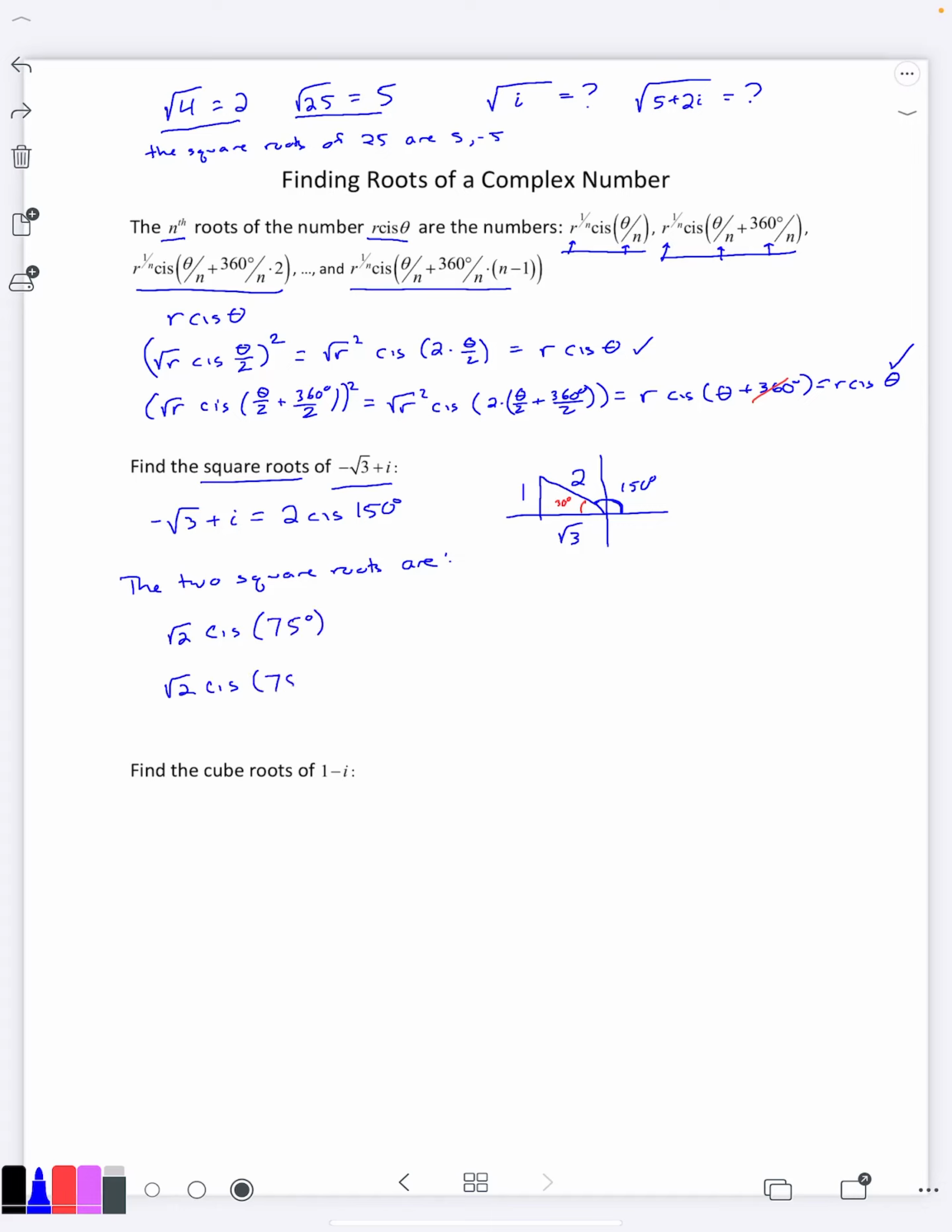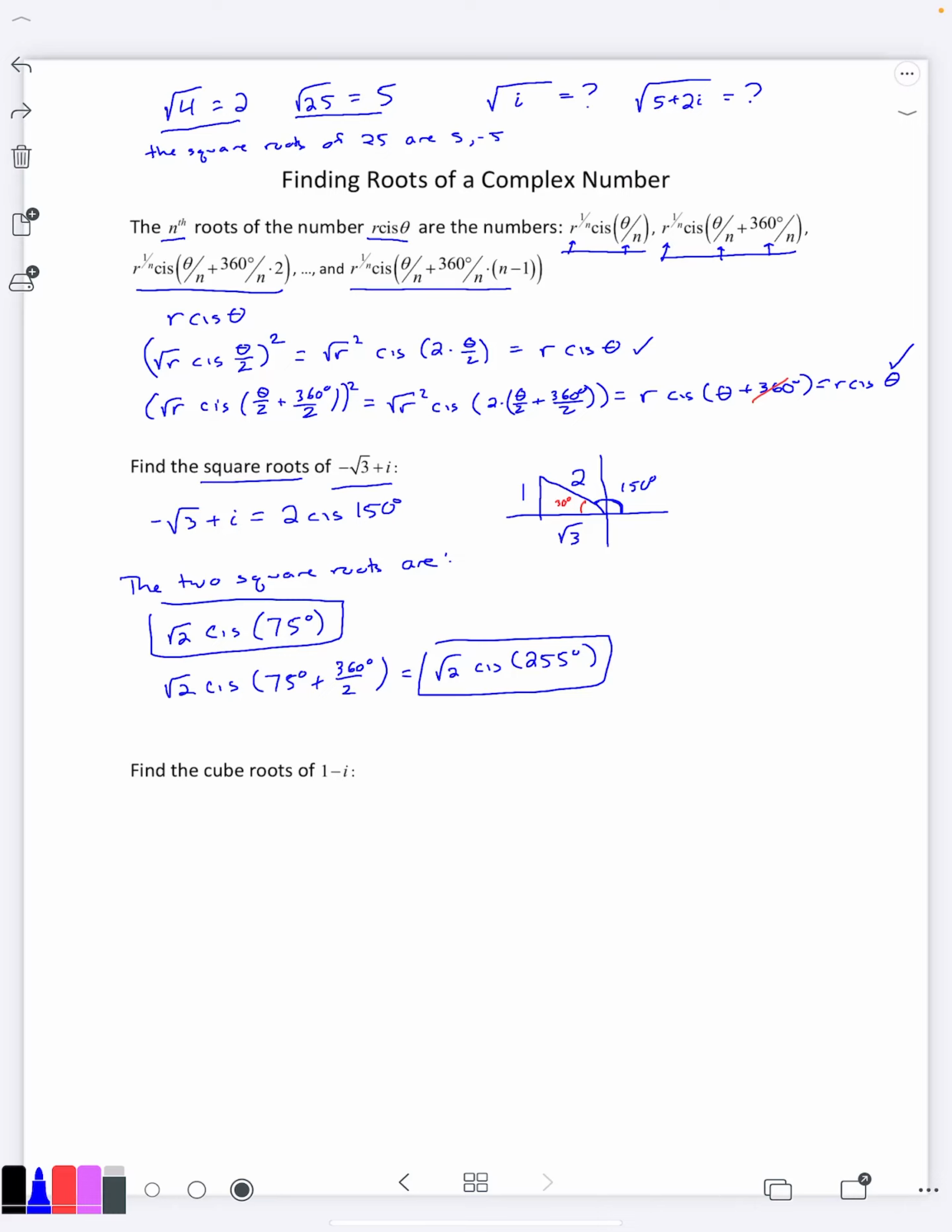And the other one is you take that angle divided by 2 and then you add on 360 degrees divided by how many roots you're finding, in this case 2 of them. And so this is going to be square root 2 CIS 75 plus 180 is 255. And so the 2 square roots we're looking for are square root 2 CIS 75 or square root 2 CIS 255. And if you wanted to, you can convert them back to standard form, but there's really not any need to here.